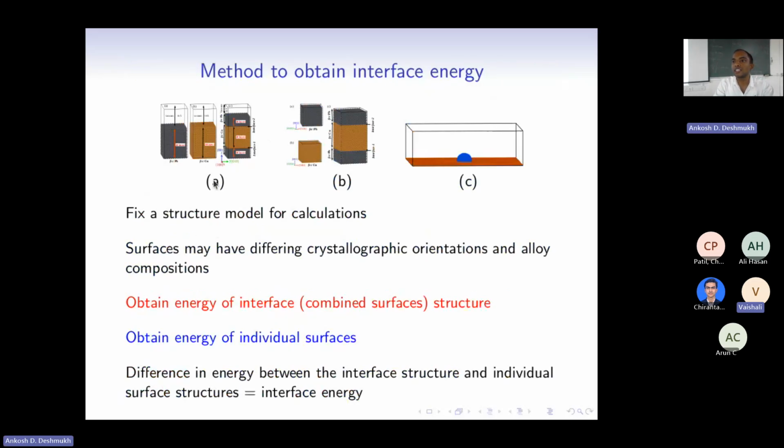Here we choose three different structures to model the interface. So the first one is the interface structure with vacuum, so there is no periodic repetition along one direction. And the second one is the interface structure which has periodicity in all three dimensions.